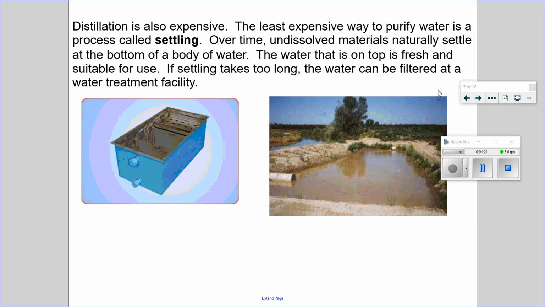Distillation is, however, expensive. The least expensive way to purify water is a process called settling. Over time, undissolved materials naturally settle at the bottom of the body of water. The water that is on top is fresh and suitable for use. If settling takes too long, the water can be filtered at a water treatment facility. Okay? So you can basically collect the water in a tank and leave it over time, and the dirt and other materials will go to the bottom, and then you can carefully pour out the fresh water.